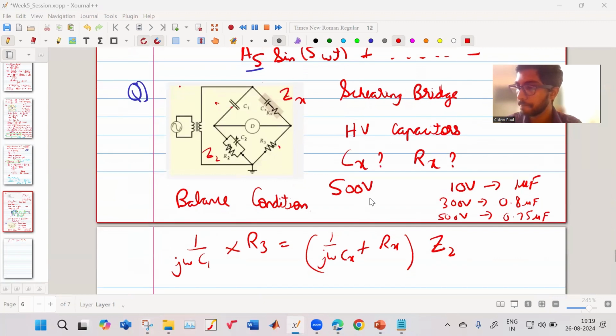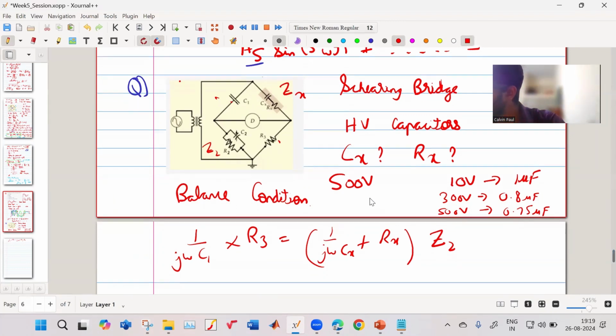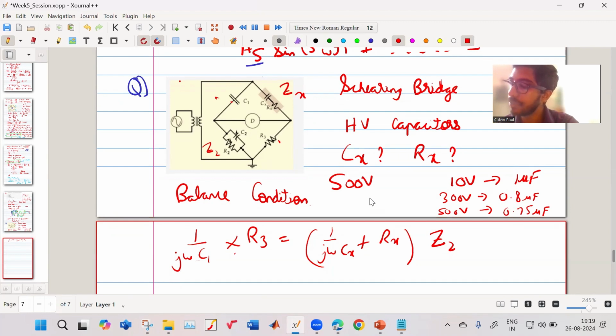So now we want to find the balance condition. What do we have to do? It is 1 upon j omega Cx plus Rx into Z2. In this case, it is a product bridge. Why is it a product bridge? Because the multiplication of this is purely imaginary. It is not like some real part and imaginary part. It is purely imaginary, so it becomes easier.